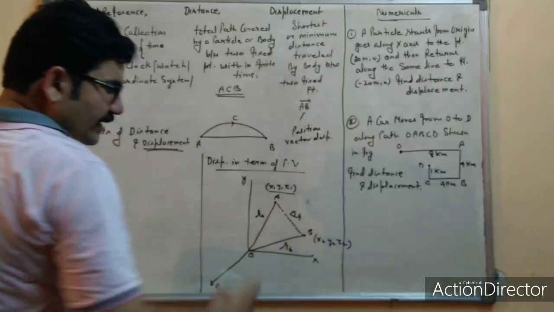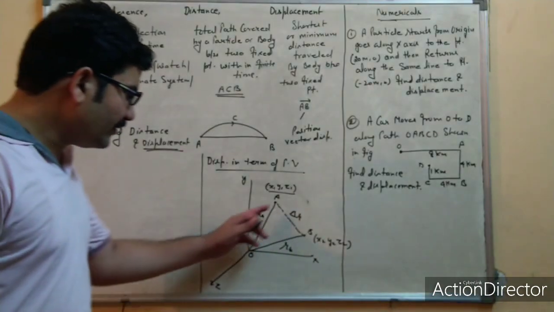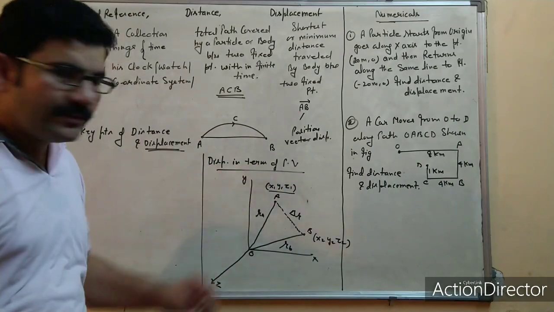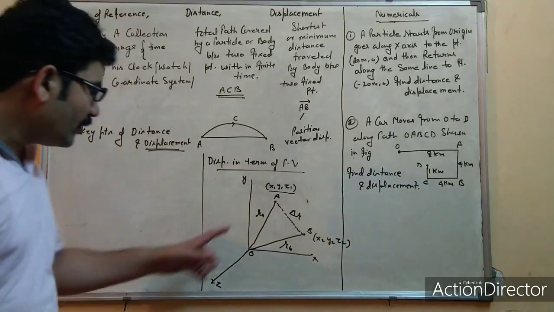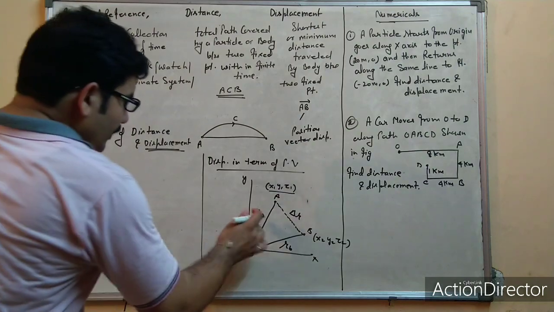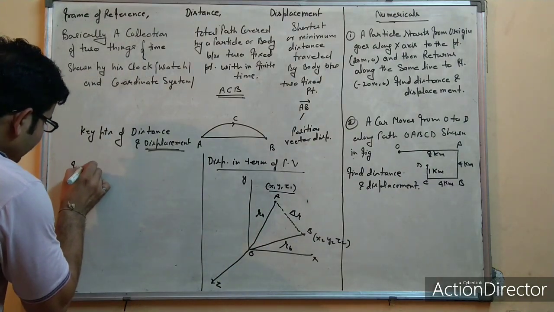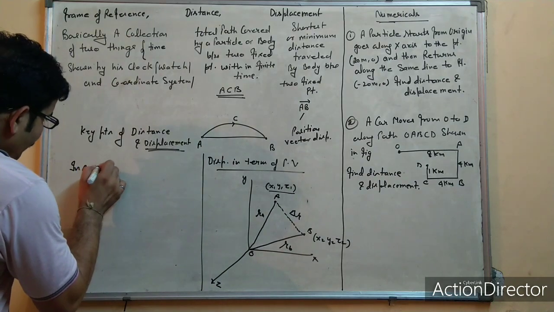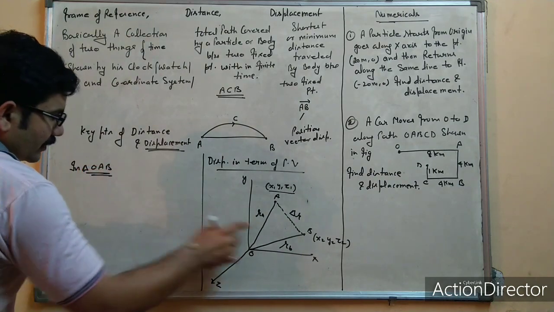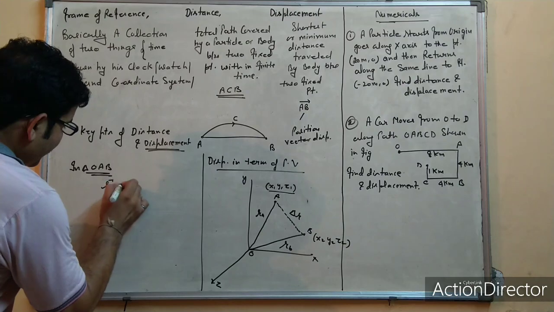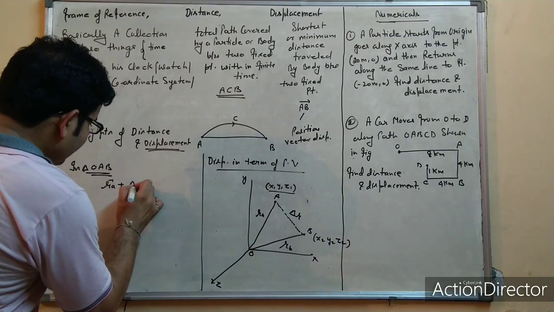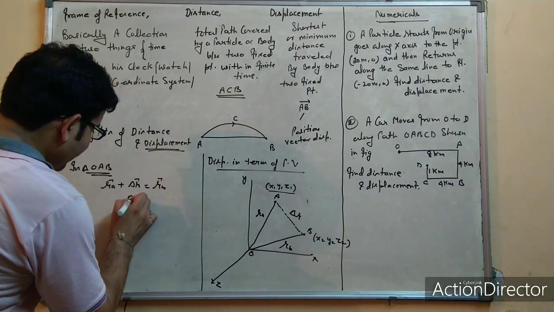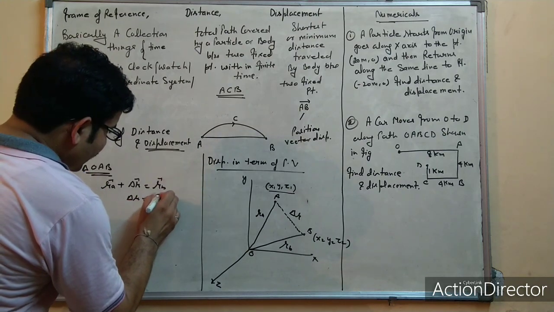So to find delta R, which will be our displacement vector in terms of position vector, in triangle OAB, RA plus delta R is equal to RB. So delta R equals RB minus RA.